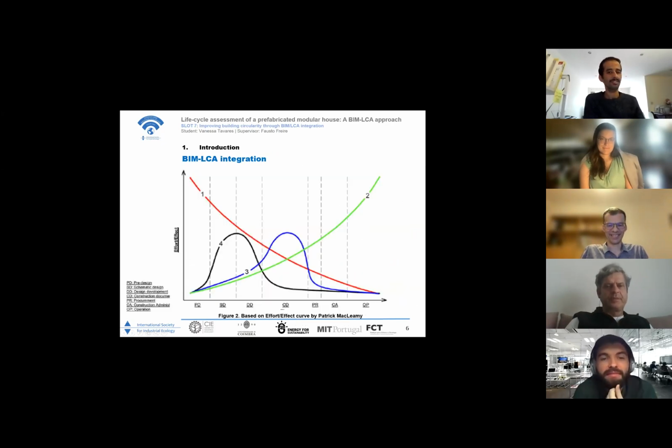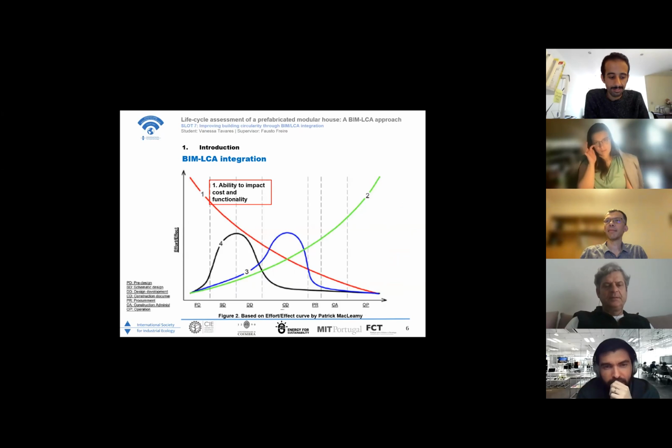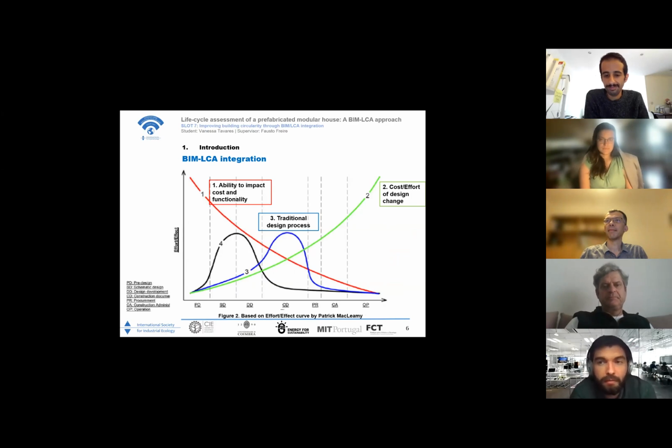I'm presenting a graphic previously done by McLeamy. Everyone knows this graphic. And we know that the curve of impact on cost and functionality decreases with time, and the effort of any design change increases. And the traditional design process is somewhere in between.